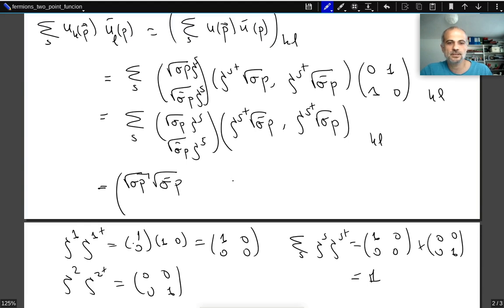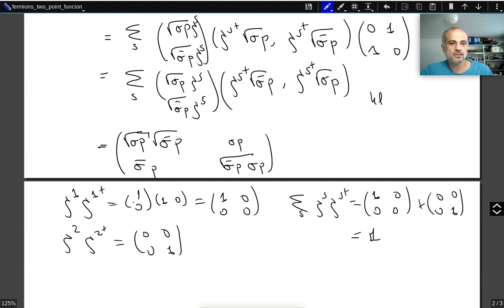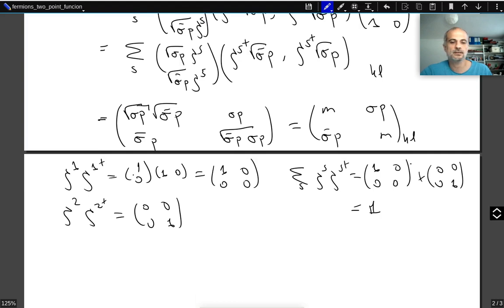Okay, let's continue. This element is sigma·P squared, so it's just sigma·P. Here we get the sigma bar·P, and here I get the sigma bar·P, sigma·P. But this matrix element and this matrix element is just M. Because sigma·P, sigma bar·P, when you multiply them you get M squared, you take the square root, that's just M. So this is M, sigma·P, sigma bar·P, M, the KL element.